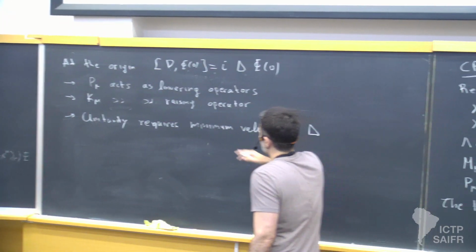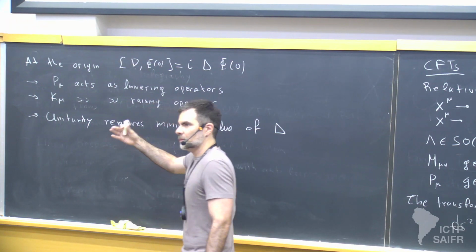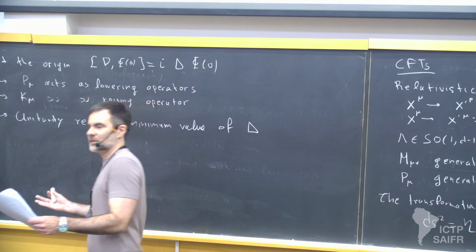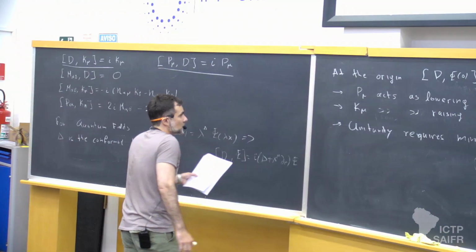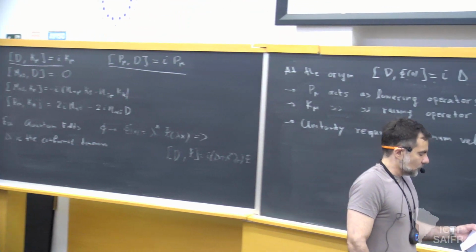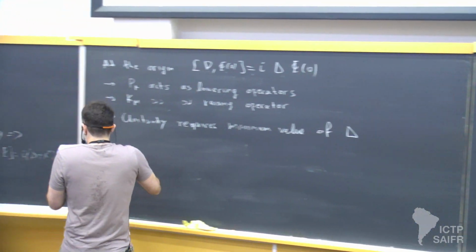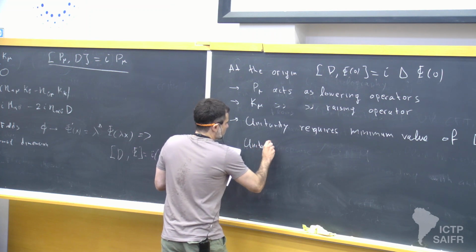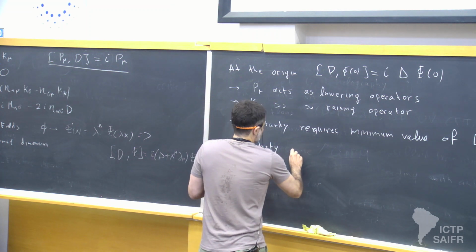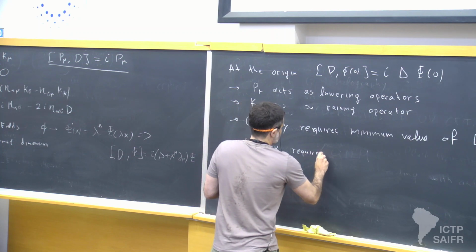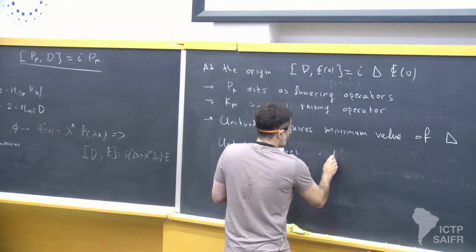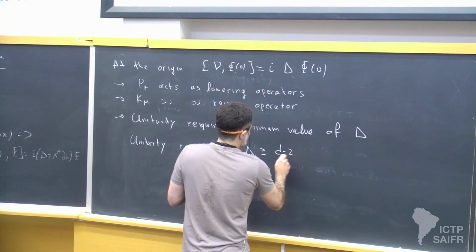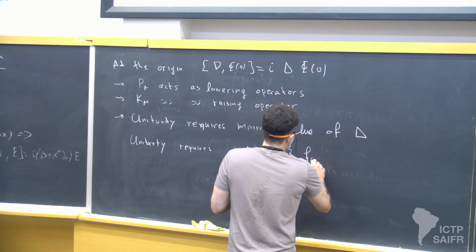Okay, so there is some point where you keep acting with P mu, P mu, P mu, and after a certain point, you should find 0. I mean, just a state annihilated by P mu. So this lower bound, moreover, unitarity requires that this lower bound in this representation will have delta greater or equal to d minus 2 over 2 for scalar operators.